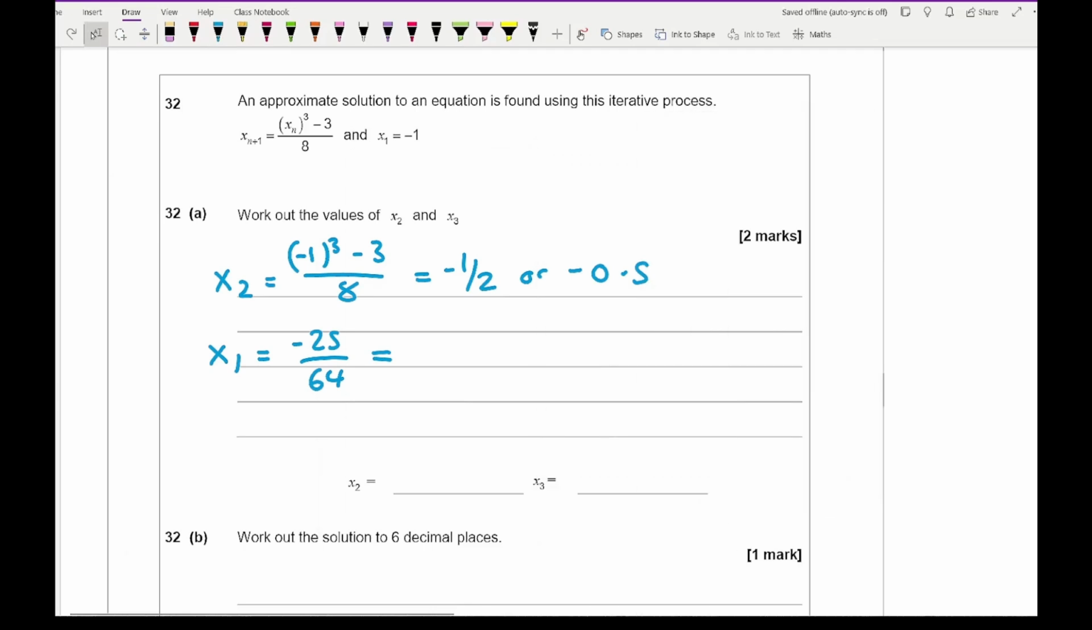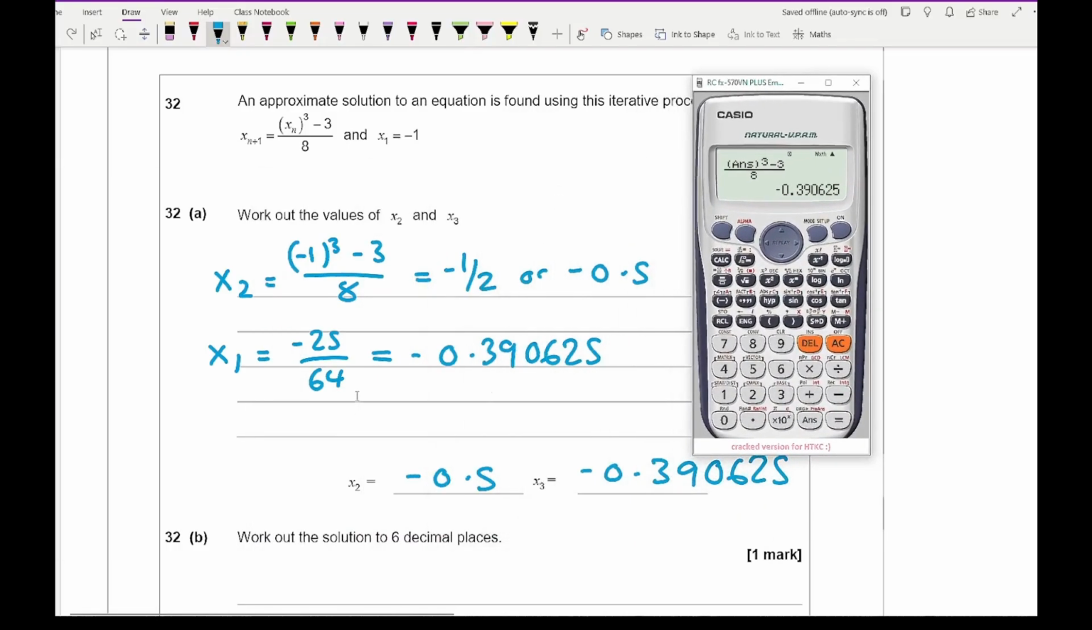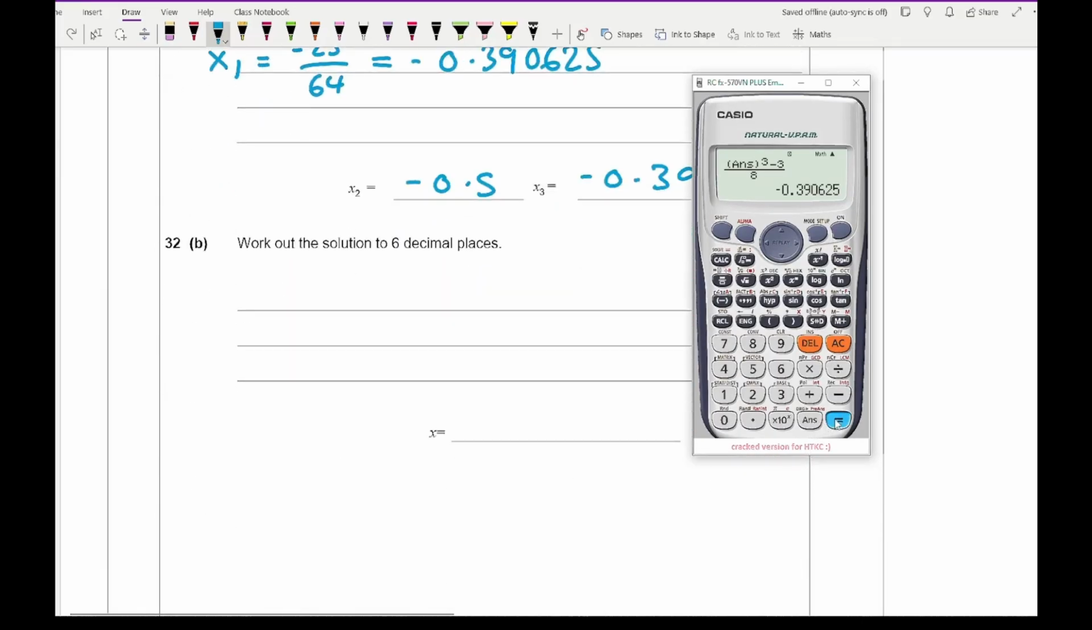that long number there. So we can start by writing minus 0.390625. So then my x2 value is minus 0.5 and my x3 value is minus 0.390625. Now if you wanted to round those numbers up, that's fine, but just make sure that you are stating what you've rounded it up to, as that is the actual answer, or to play it safe, leave it as a fraction. Then to work out the solution to 6 decimal places, what you then want to do is keep pressing equals until the number stops changing.